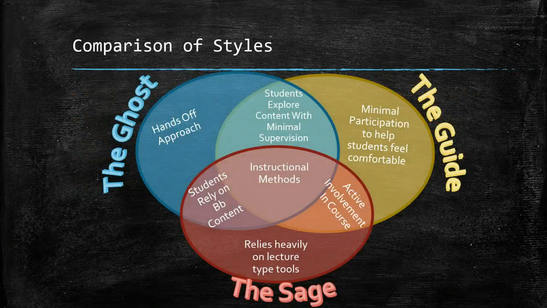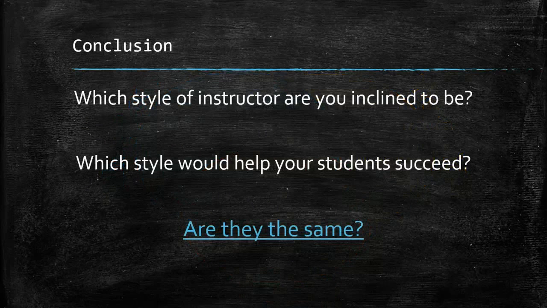So in conclusion, all these teaching styles have a variety of overlapping areas, and it's up to you to decide what works for you. The three most important questions to ask yourself when deciding what kind of instructor interaction you'd like to employ in your classroom are: which style of instructor are you likely to be, and which style would help your students succeed in your classroom format? And more importantly, are these the same techniques?